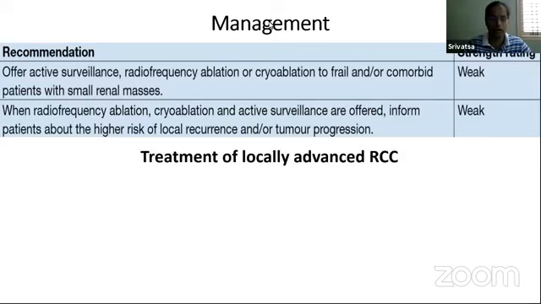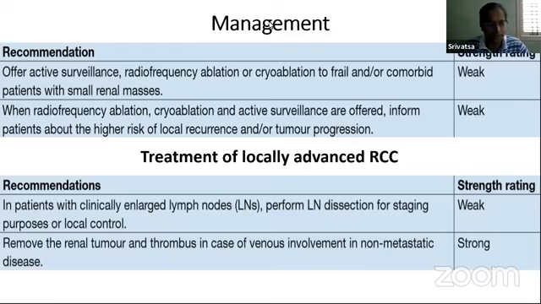Coming to treatment of locally advanced RCC, the recommendations are as follows. In patients with clinically enlarged lymph nodes, perform lymph node dissection for staging purposes or local control. The current strength rating is weak, but again, there is a lot of traction to this, and Dr. Ragavan will probably speak on this later.